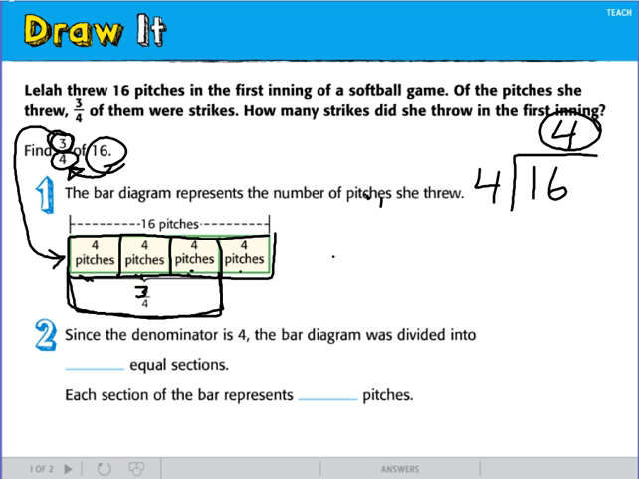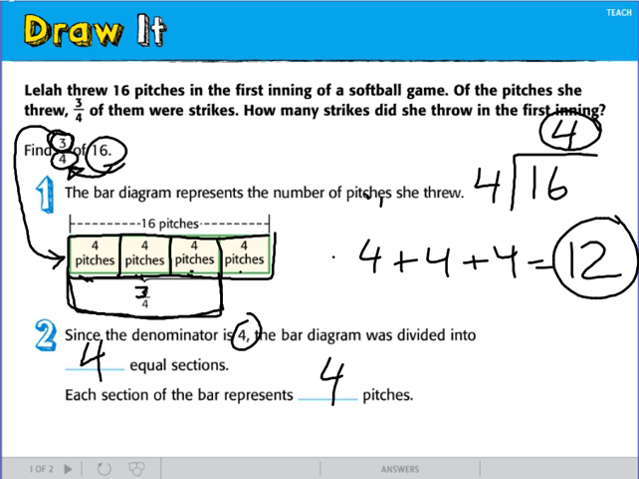4, 8, 12. So the denominator is 4, so the bar diagram was divided into 4 equal sections. Each section of the bar diagram represents 4 pitches. So we're going to put these 4 together, which is going to equal 12. How many strikes? Okay.